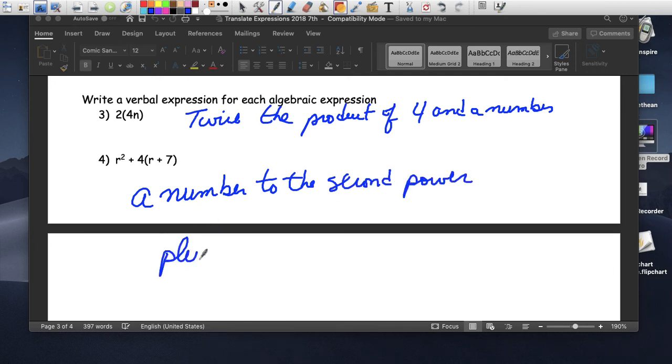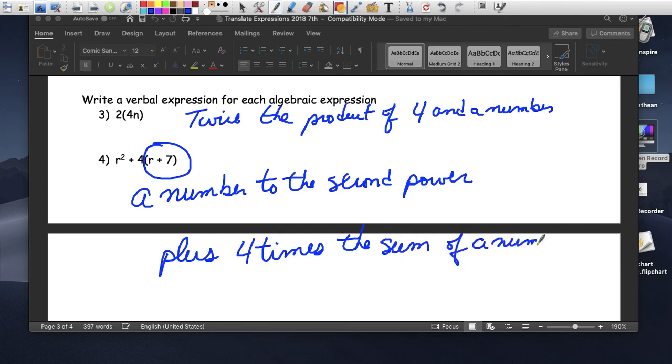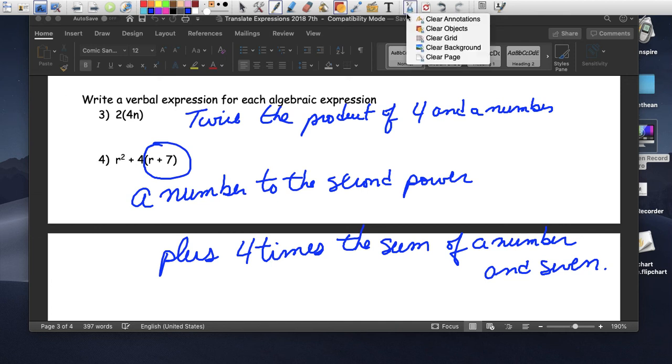Plus what? Plus 4. And what's 4 doing with the parenthesis? 4 times, right? Remember? 4 plus 4 times. And what is the 4 multiplying here? 4 is multiplying this addition, right? Plus 4 times the addition, or the sum, of a number and 7.